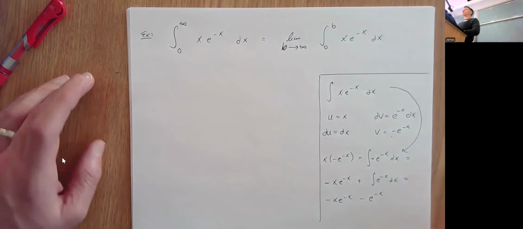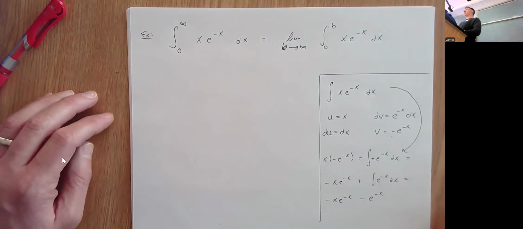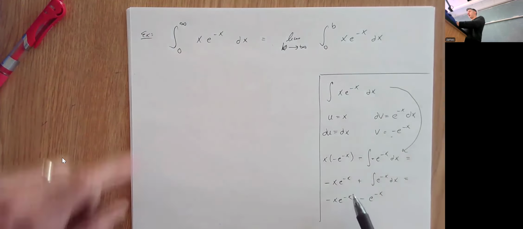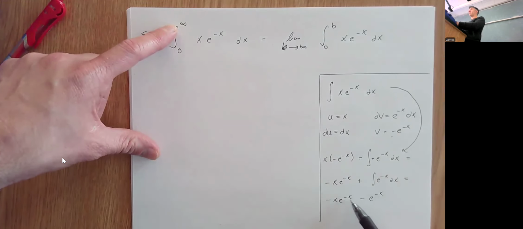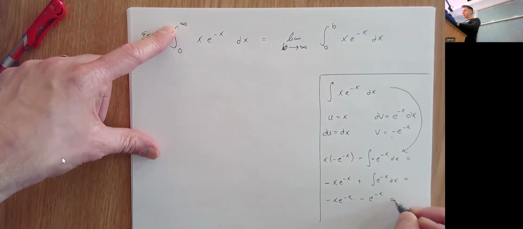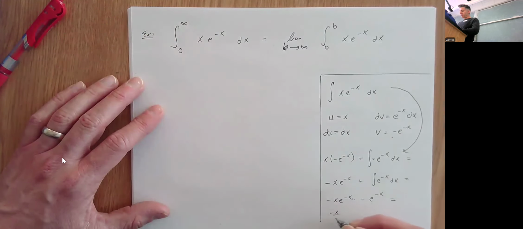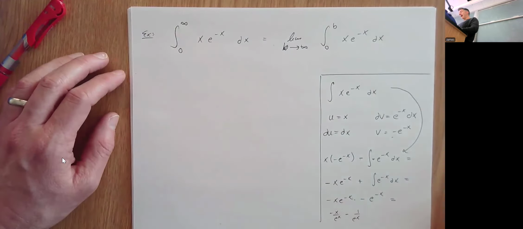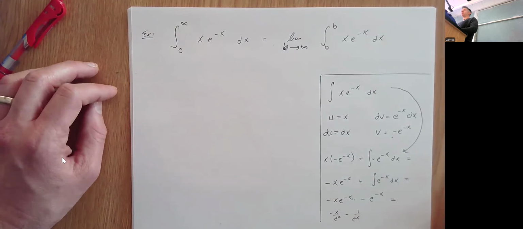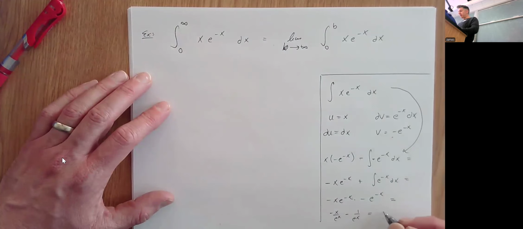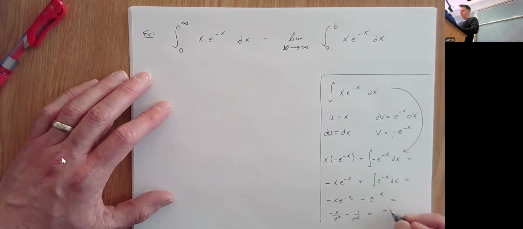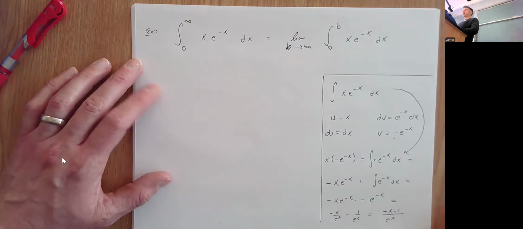When you're doing the side work, you don't need to write the plus c. You can if you want to. I will point out, I'm going to be plugging in a positive infinity or a number that's getting big. As I've stated already, I don't like e to a negative big number. I would much rather rewrite this as negative x over e to the x minus 1 over e to the x. And actually, it's probably going to be most helpful if we write this as one fraction. So I'm going to prefer to write this as negative x minus 1 over e to the x. You'll see why in a second.